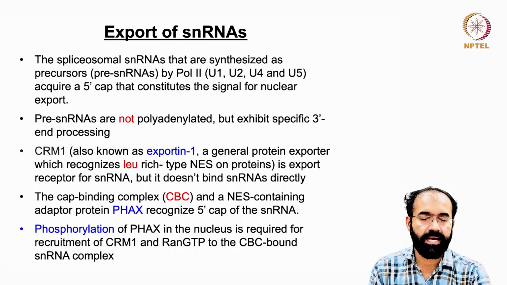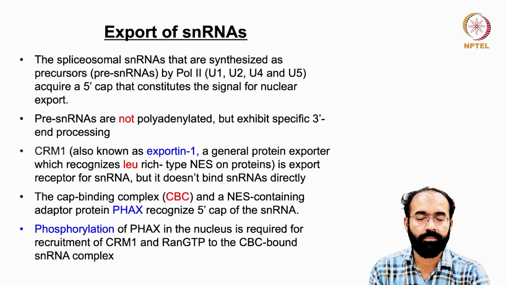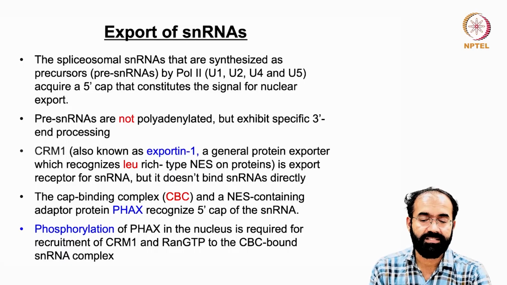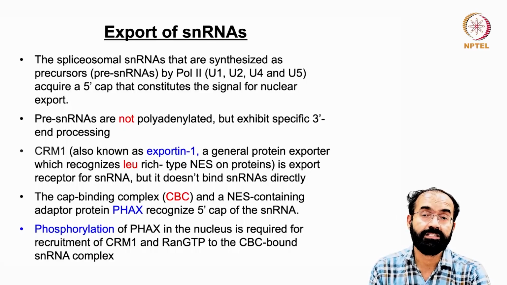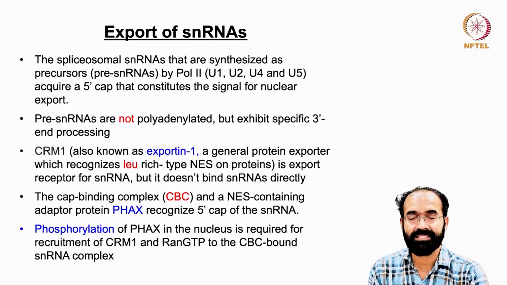So, there is a protein called CRM1. It has another name, exportin 1. We have seen exportin T earlier, and we also have seen exportin 5. Here we are talking about exportin 1, and this protein has another name, CRM1, which is a general protein exporter which recognizes leucine-rich type NES on proteins associated with this snRNA. And the CRM1 protein is the export receptor for snRNA, but it doesn't bind snRNA directly. So, it binds the snRNA via another group of proteins.